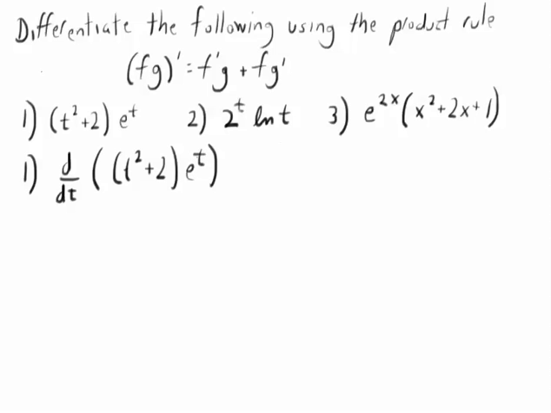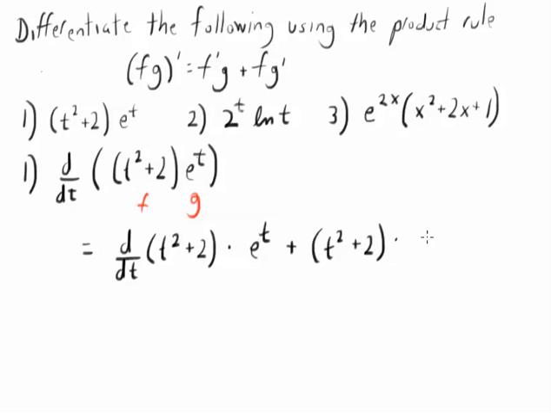Now what I'm going to do is just outline in red. Here's our first function, that's f. Here's our second function, that's g. So using the product rule, we want the derivative of the first function, d/dt of t squared plus 2, times our second function, e to the t, plus our first function times our derivative of the second function. Again, in red, I'll put down below. Here's our f prime, g, f, g prime.